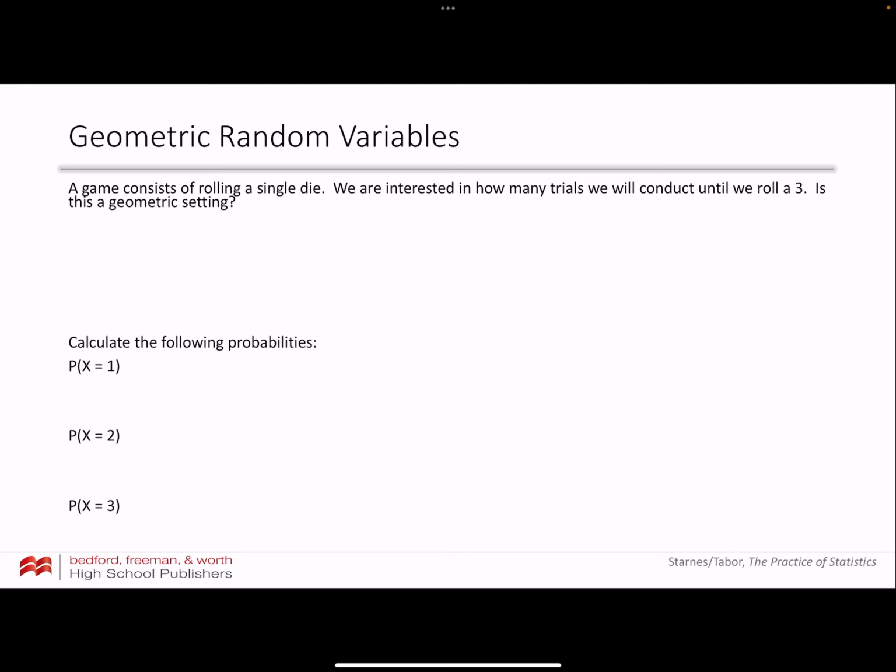All right, so let's look at a quick example. A game consists of rolling a single die. We're interested in how many trials we will conduct until we roll a 3. Is this a geometric setting? So we're going to talk about BITS, right? It's binary because a success is rolling a 3, and a failure is rolling anything else, so rolling a 1, a 2, a 4, a 5, or a 6, right?